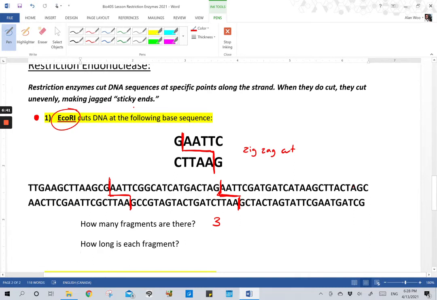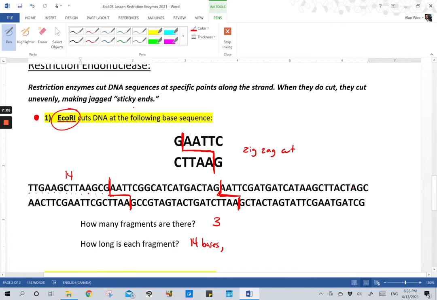How long is each fragment? In order to figure that out, we have to count the number of bases from the beginning to the end. So 1, 2, 3, 4, 5, 6, 7, 8, 9, 10, 11, 12, 13, 14. So the first fragment is 14 bases long.